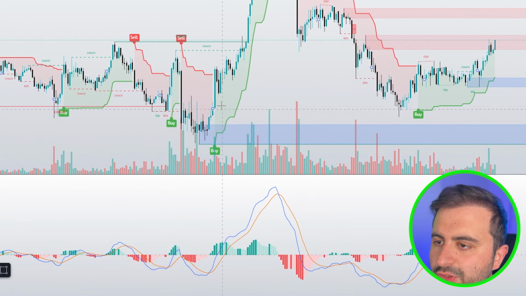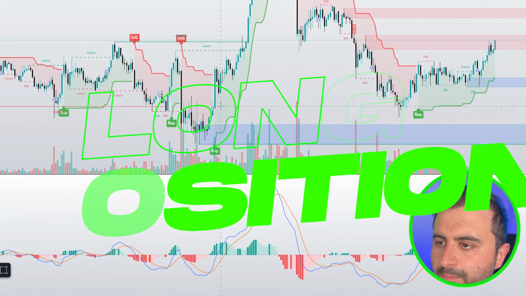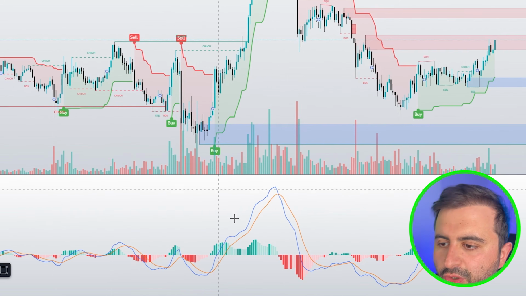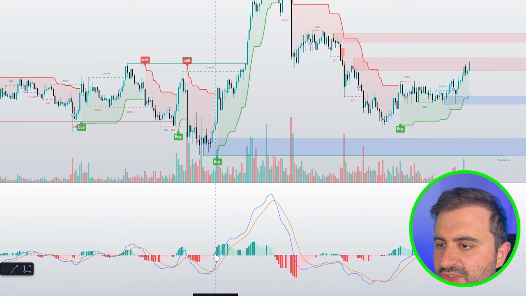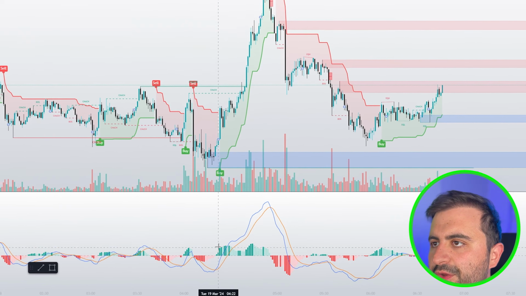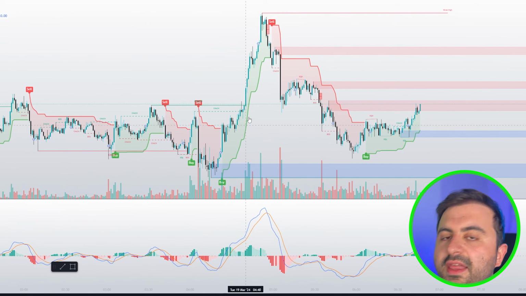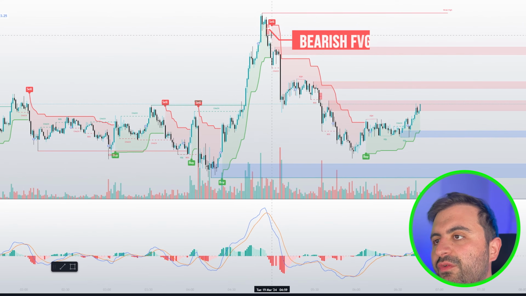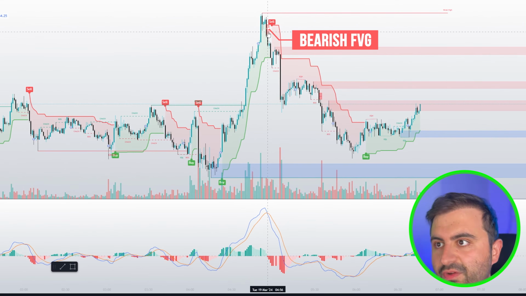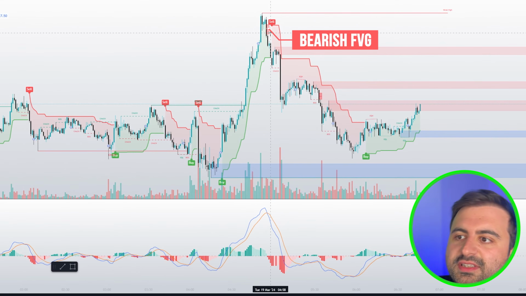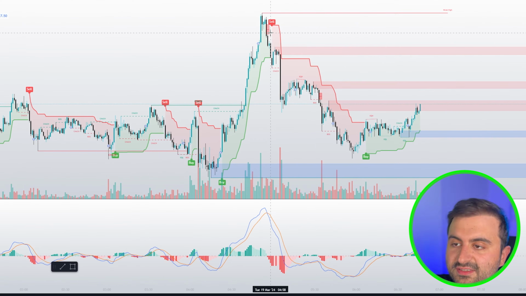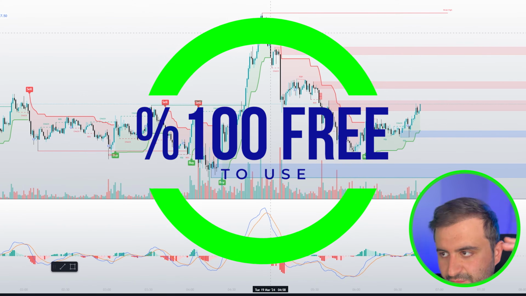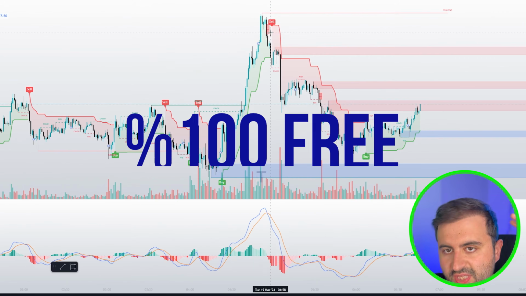What you can do is take a long position with the bar close from the Supertrend, because we already got confirmation from the MACD. The histogram is green, a perfect entry for you, and you can ride your trade until you see a bearish fair value gap, an unfilled bearish fair value gap like this. So this is how it works. This is how you can combine it. These indicators are all 100% free and here for you to test out.